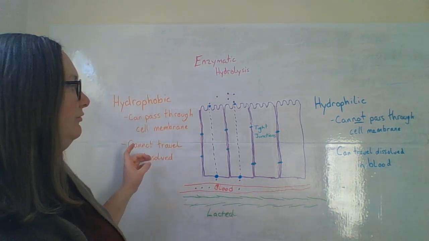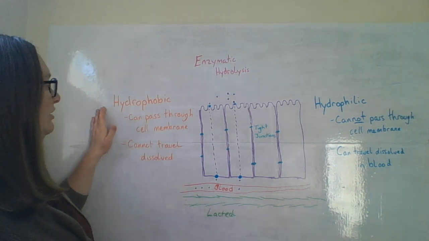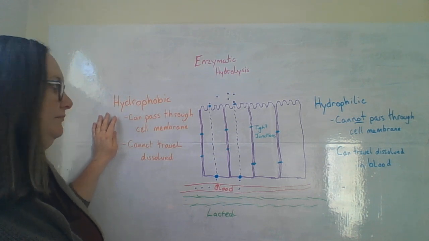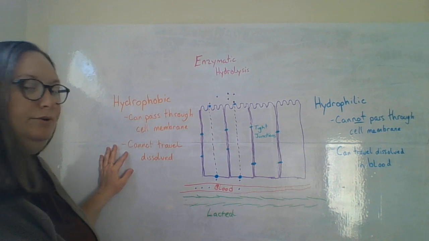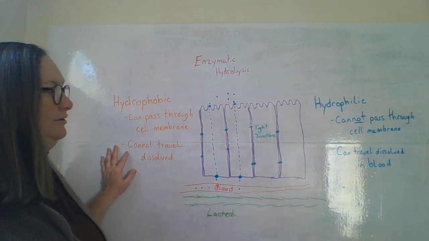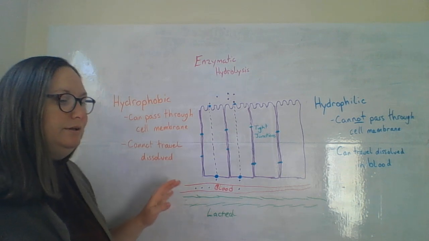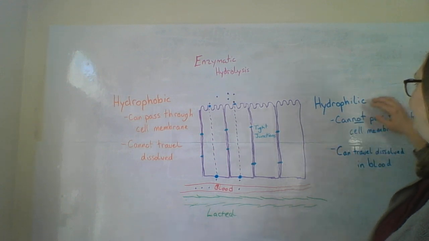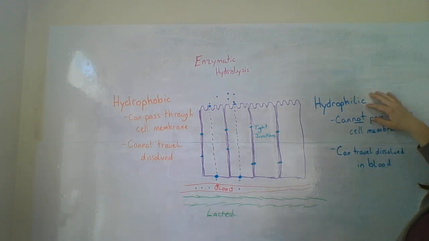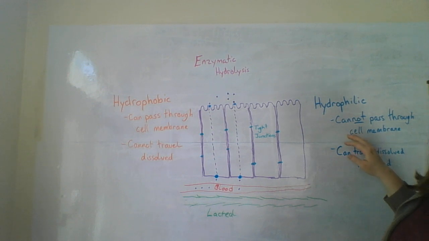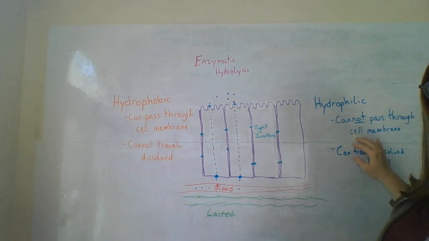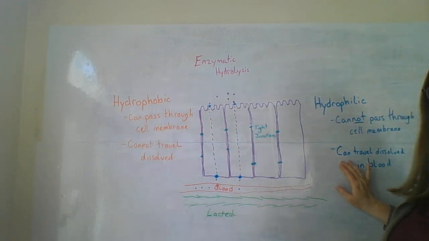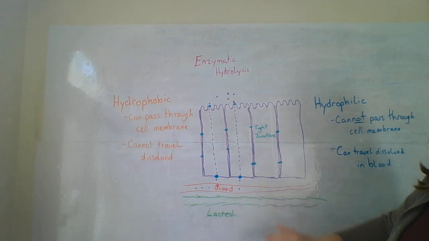Now, I want to also review hydrophilic and hydrophobic. If something's hydrophobic, can it pass through the cell membrane? It can, right? But can it travel dissolved in the blood? It cannot. So what's going to be hydrophobic that we're going to talk about? How about lipids, right? All right, hydrophilic. What are properties of hydrophilic? Can they pass through the membrane? They cannot, right? Hydrophobic can get through the cell membrane. Hydrophilic cannot, but hydrophilic can travel dissolved in the blood.